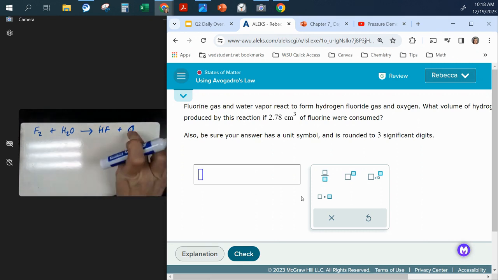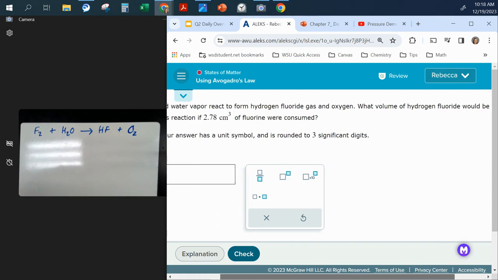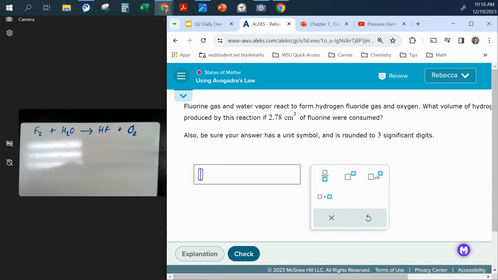So make sure you're starting to pick up on that. It's not going to tell you the formulas anymore. You need to know, fluorine gas is F2. Okay, I think we got that. What volume of hydrogen fluoride would be produced? Oh, first we need to balance it. Sorry, I forgot that part.